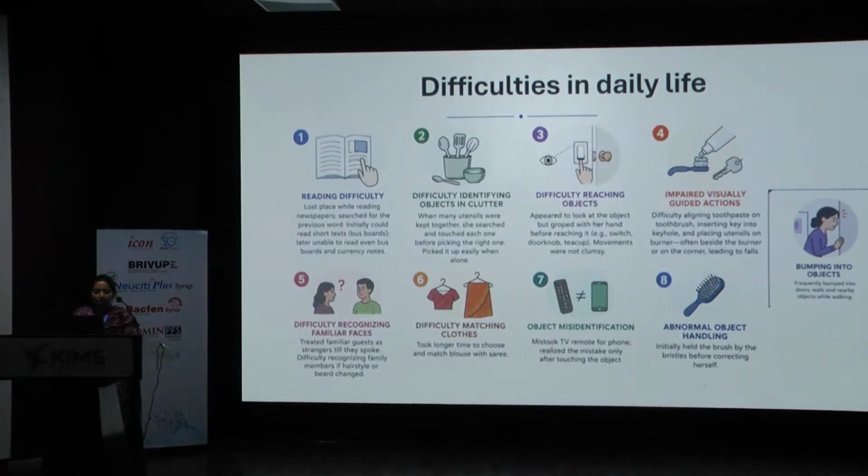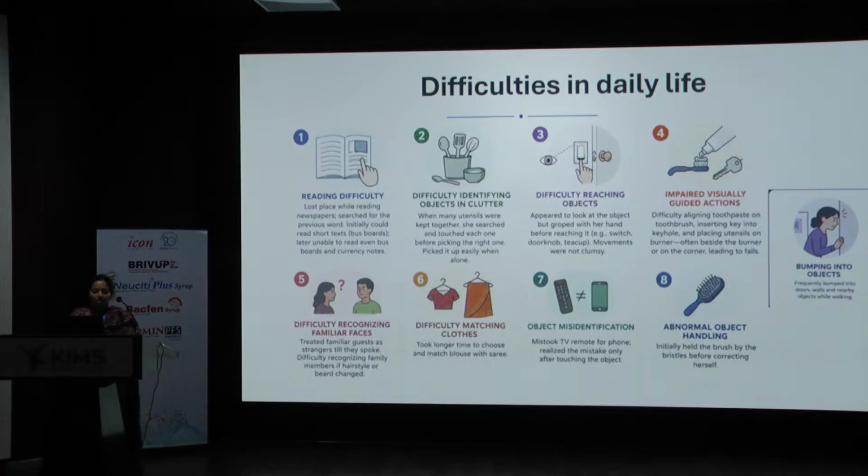The second complaint is that she had difficulty identifying objects, especially when they are placed in a clutter. When she has to find a spoon from a kitchen counter, when it is left alone, she used to take it easily, but when it is among different objects, she used to search, she used to touch each of the utensils and then find out whatever she wanted.